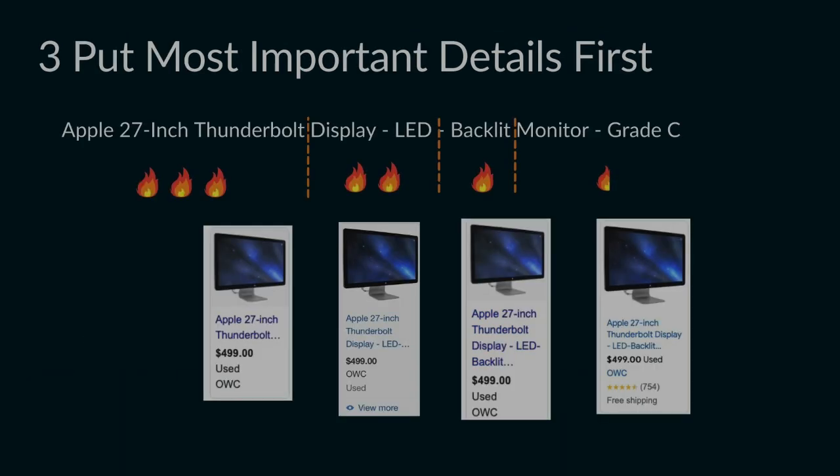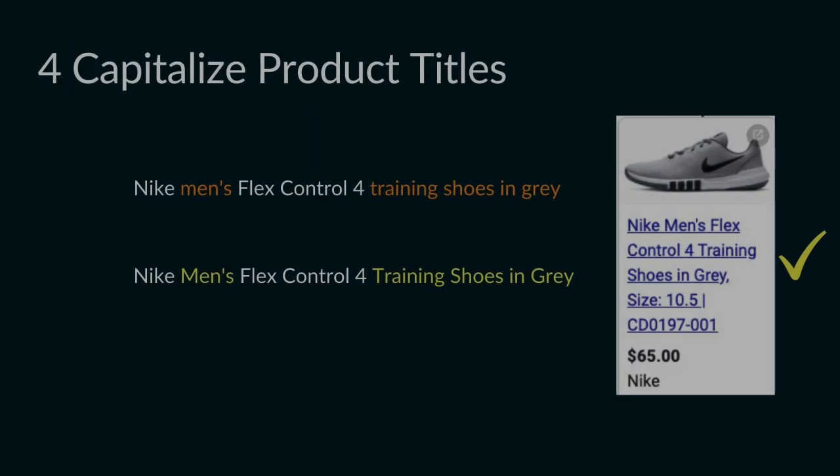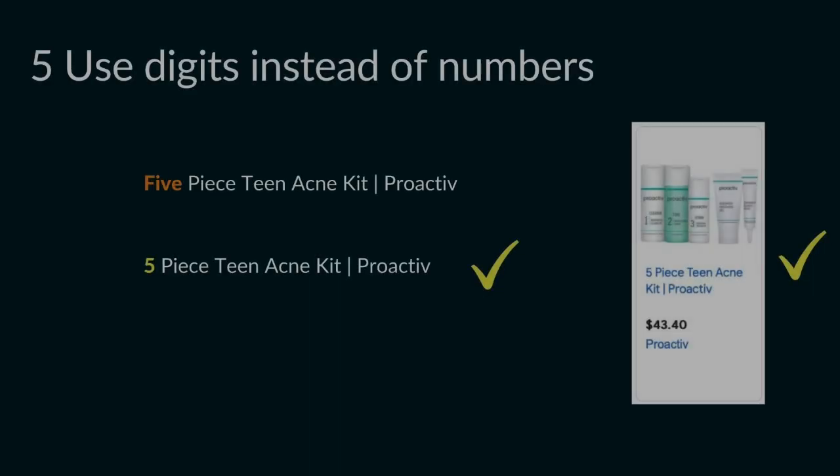Put most important details first. Because each title of each ad will always be cut off to a certain extent, the details, if they are put in the beginning of the title, are more likely to be visible. Make sure to capitalize every word in your product title. That makes your product title more readable. Use digits instead of numbers. That also improves readability of your ad.